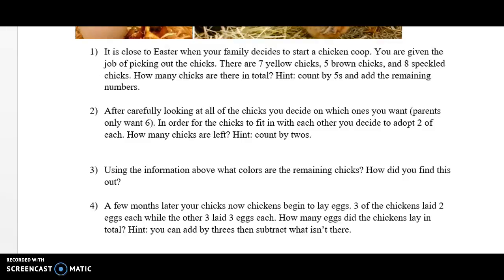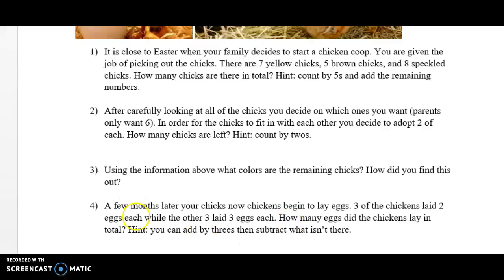For number 4, we're told that 3 of the chicks lay 2 eggs each, while the other 3 laid 3 eggs each. So what the people did, they had 6 total, 3 times 2, or 3 plus 3 is 6, and then 3 plus 3 plus 3 is 9. And you add that together, and it's a total of 15.